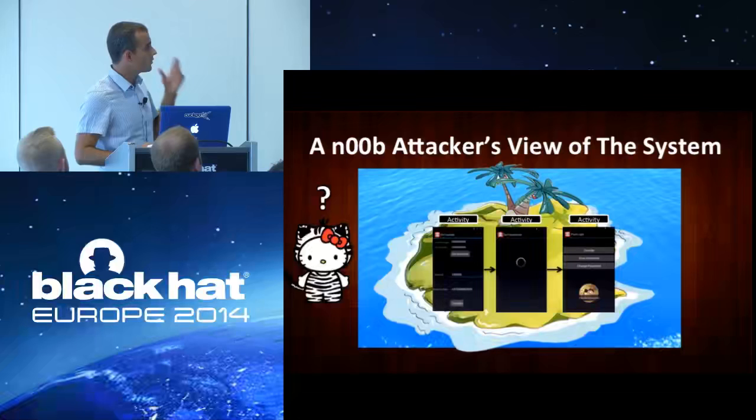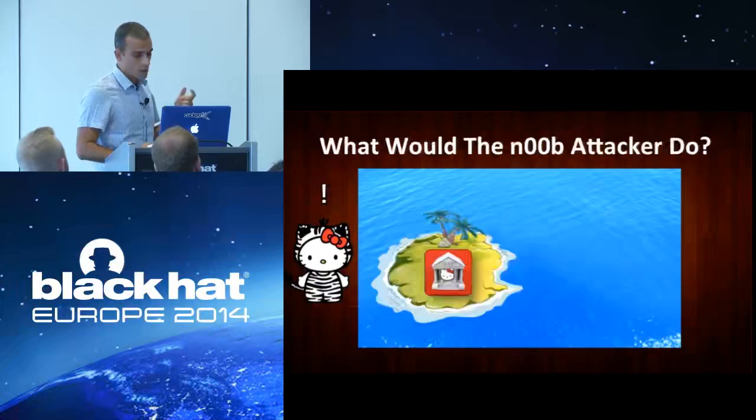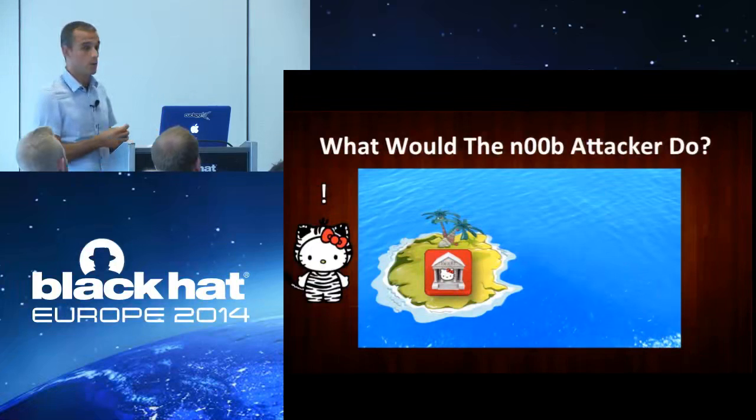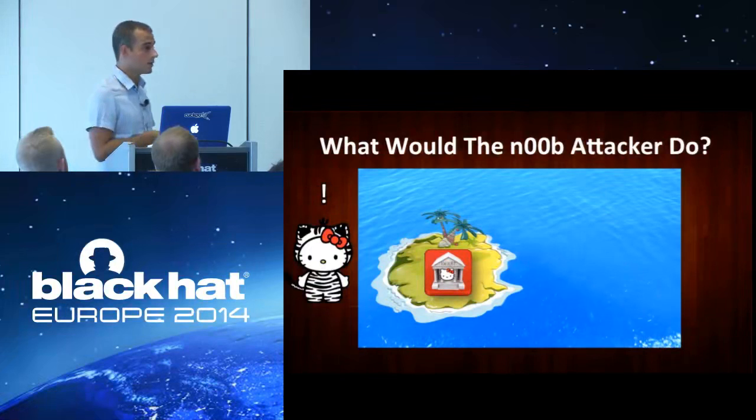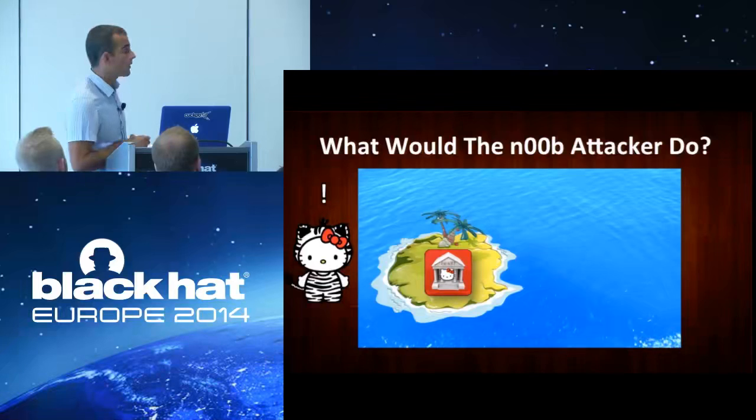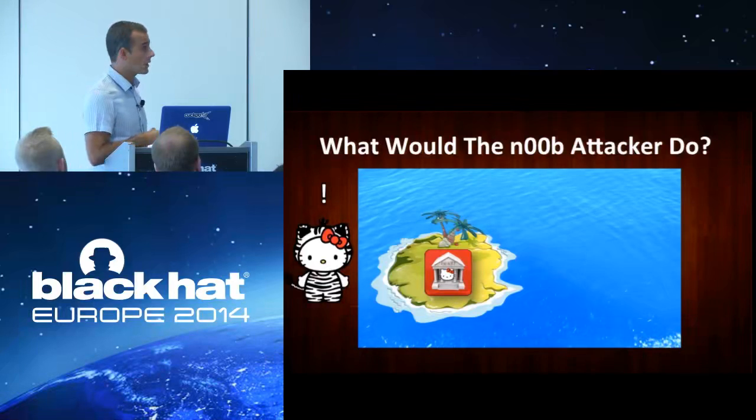Well, what would a noob attacker do against this? Well, a noob attacker has a problem. He doesn't really know how to attack a process on the inside. He can't really access the internals of the application, specifically if we assume that the application is obfuscated, as most security critical applications certainly are.